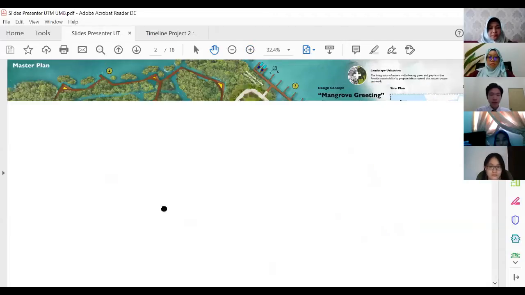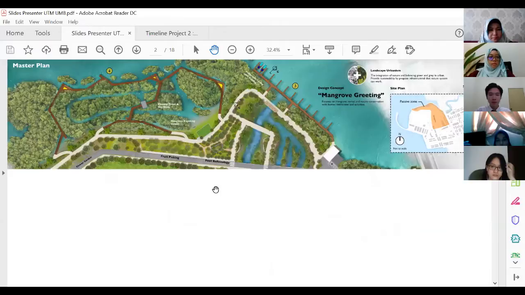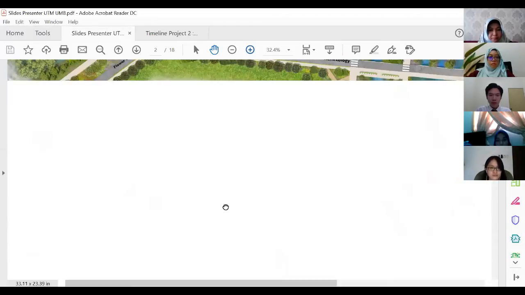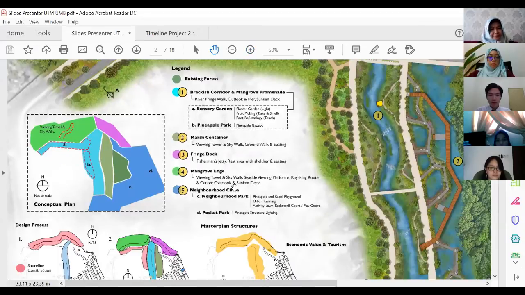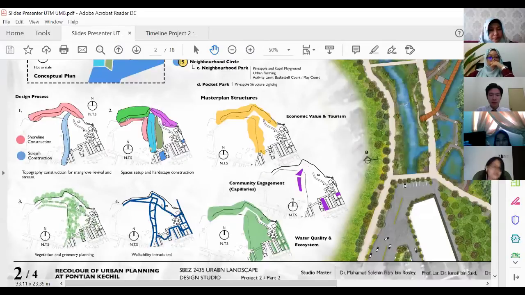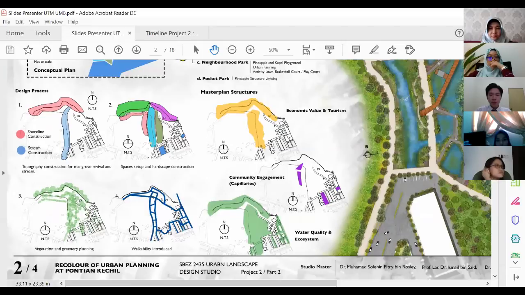There are three site issues that we found throughout the site analysis. First, the low connectivity of the existing forest with the urban area. Second, lack of public spaces for recreational purposes. And lastly, poor pedestrian connectivity throughout the site. So in this master plan, I am focusing on three aspects. First is walkability. Second is economic and social aspects, as well as human well-being. And the last is mangrove restoration and ecology of the site.